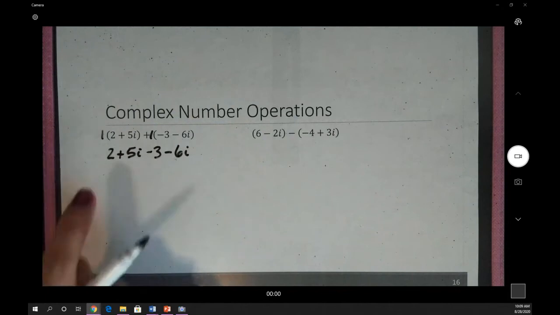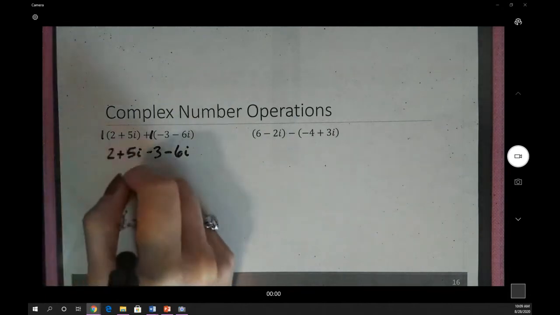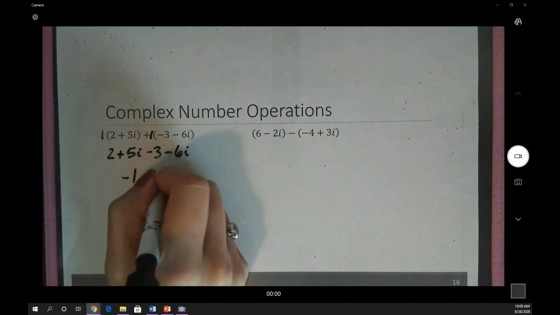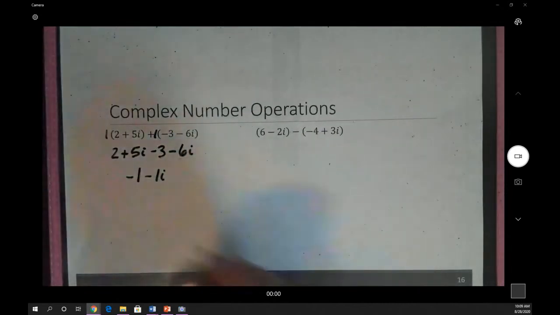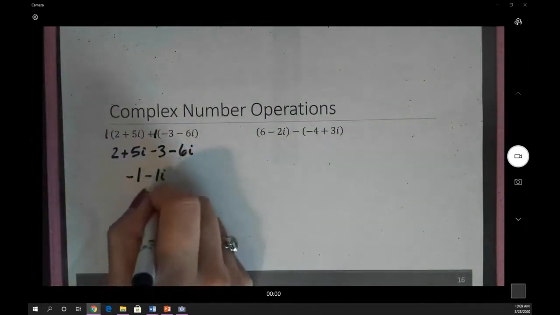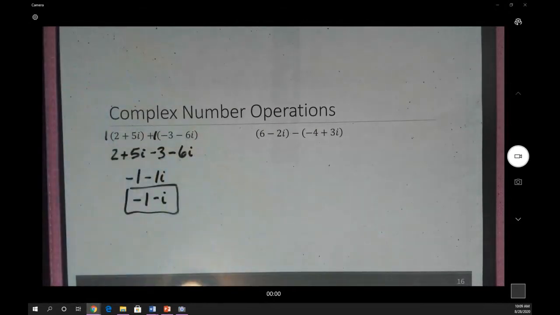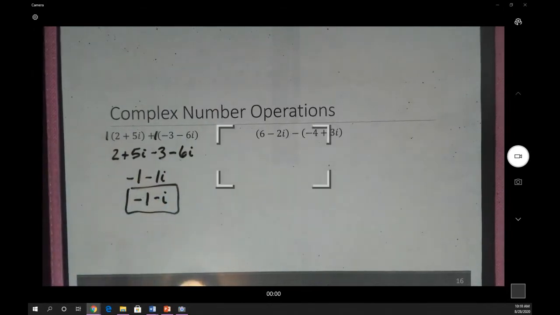I combine my like terms. 2 minus 3 is a -1. 5i minus 6i is a -1i. So we can write -1 minus 1i, or more standard to write -1 minus i. We're always going to write the real number first, the part without the i, then we're going to write the term with the i. It's just standard, something we do.